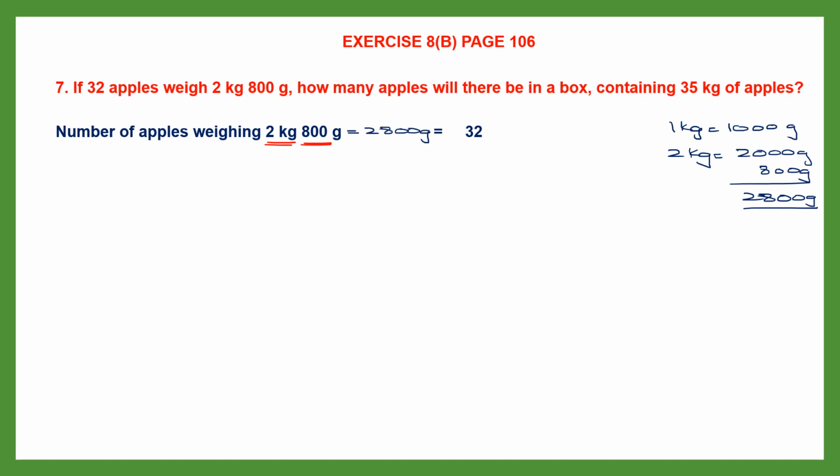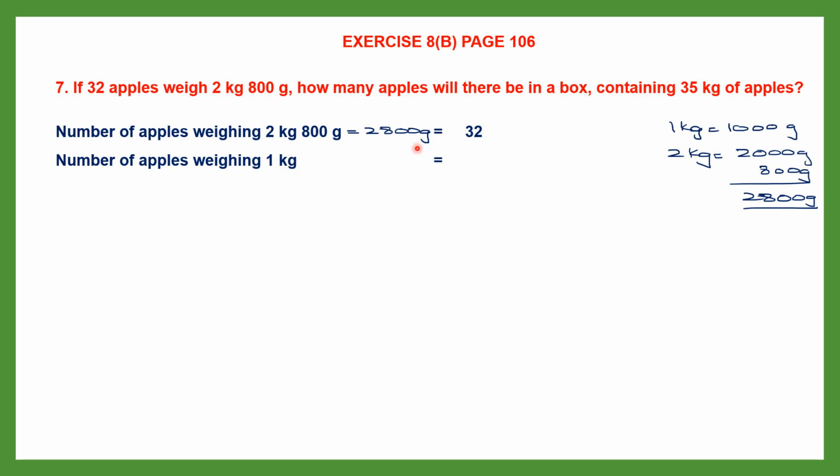So what do we see here? Let's read this statement once more. Number of apples weighing 2800 grams is 32. So 32 apples are there. The weight is 2800 grams. Now we need to find number of apples weighing 1 kg. That is, when there are 2 kgs 800 grams, there were 32 apples. So if there's only 1 kg, suppose the weight is only 1 kg, how many apples are there?